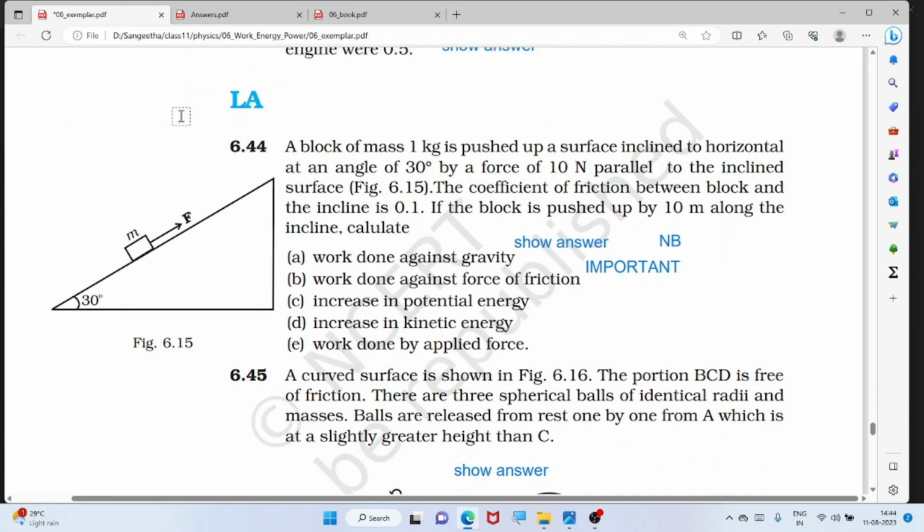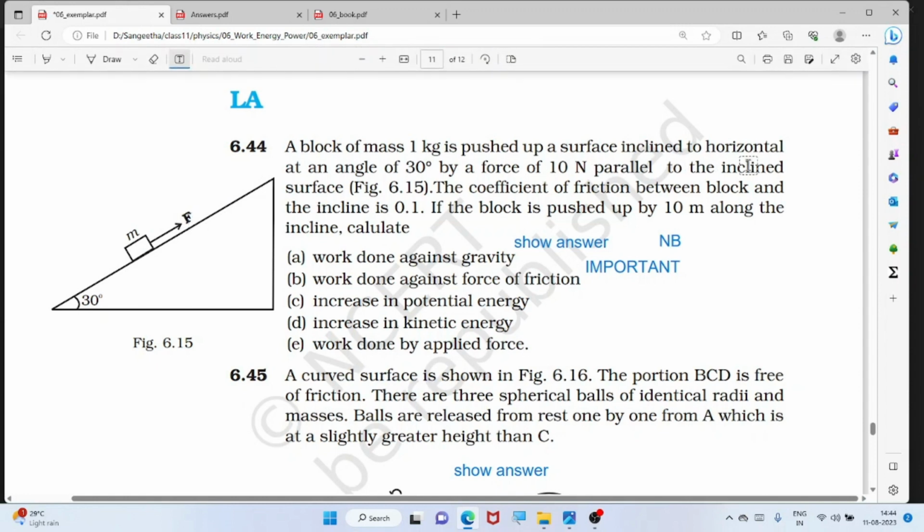A block of mass 1 kg is pushed up a surface inclined at 30 degrees to the horizontal, with a force of 10 Newton parallel to the incline. In these scenarios, calculate the work done against the gravity.